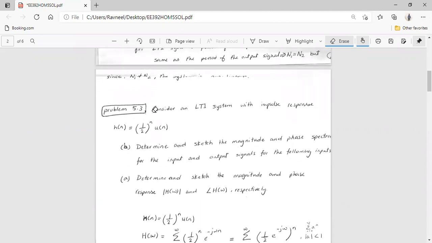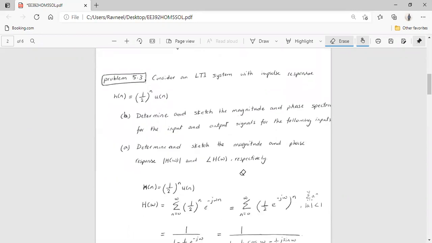Question number 5.3. Consider an LTI system with impulse response h of n is equal to half to the power n u of n, right? We need to determine the magnitude and the phase response for this particular form.